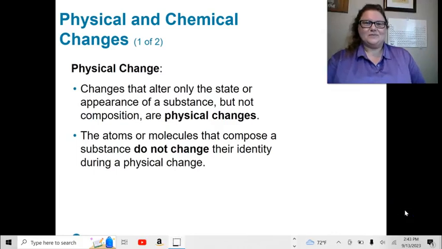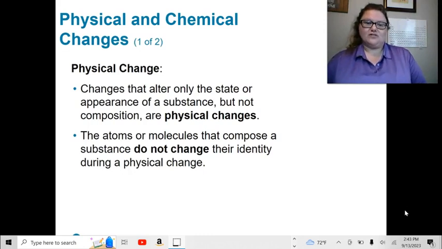Hey there, let's pick up where we left off, and that is talking about physical and chemical changes. So physical change only alters the state or appearance of a substance, but not what it's made out of. So the state, remember the state of matter, we had solid, liquid, gas, okay? So it's either changing that or how it appears, how it looks.